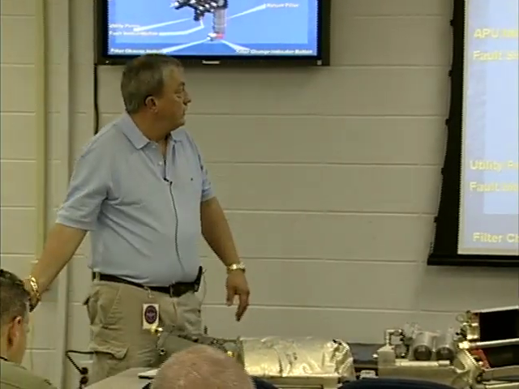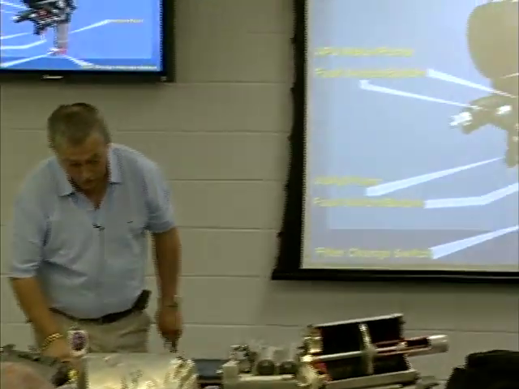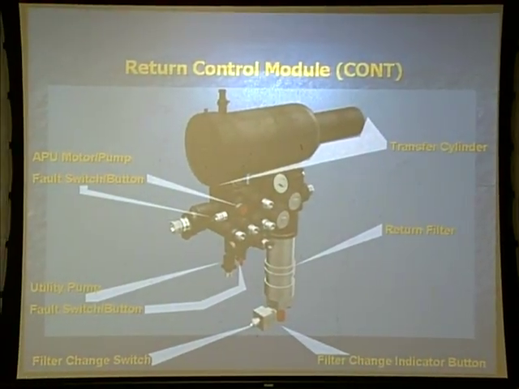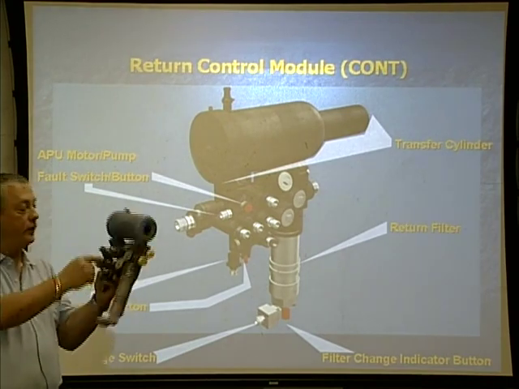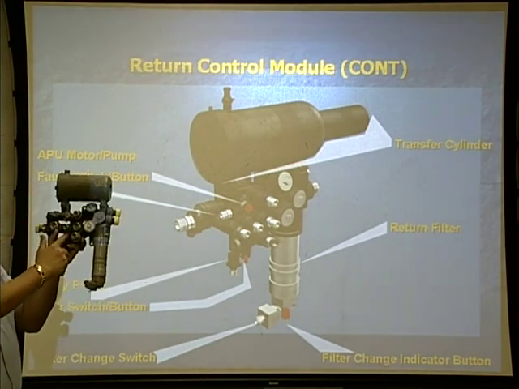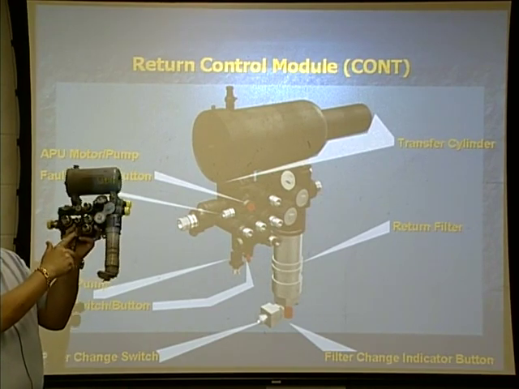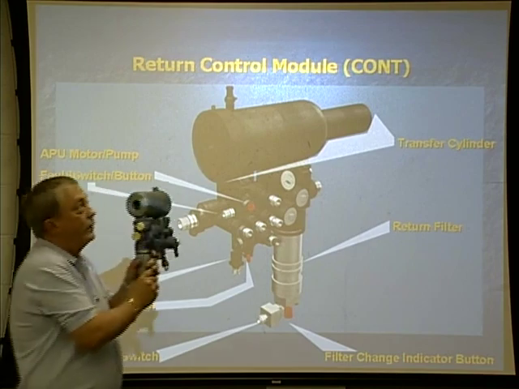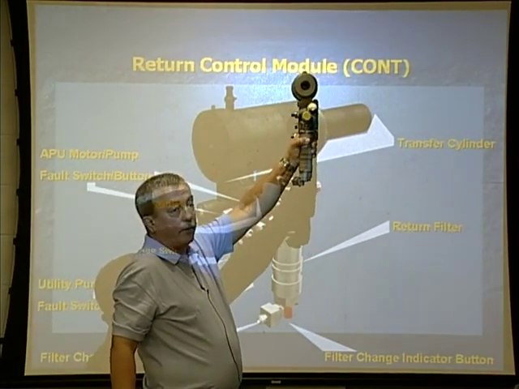All right, those pumps, those buttons on there. I'll show you an easier way to identify these because you're not going to be able to crawl up there and look at them very easily. On the return module itself, they're marked: APU motor pump button, utility hydraulic pump button, and then of course the return filter button. But you're out there pre-flighting. This would be up here like this as you look at it.